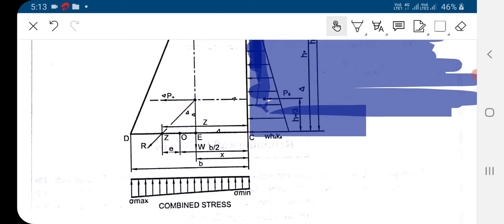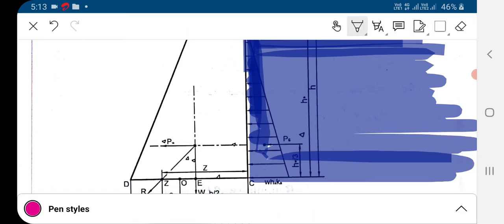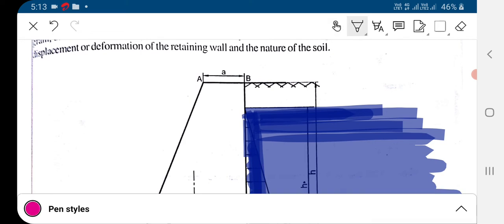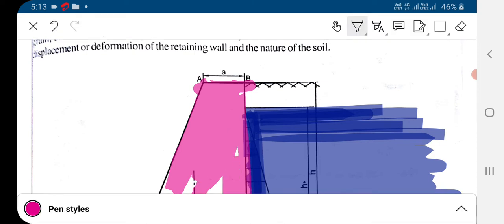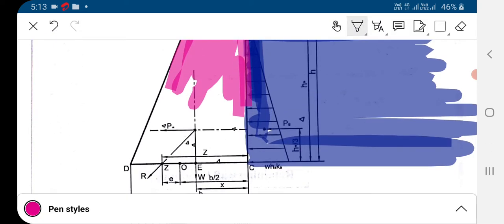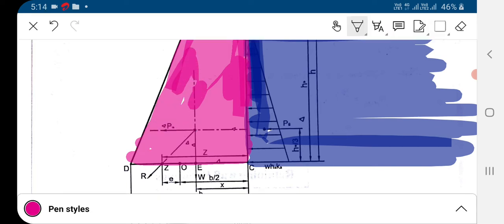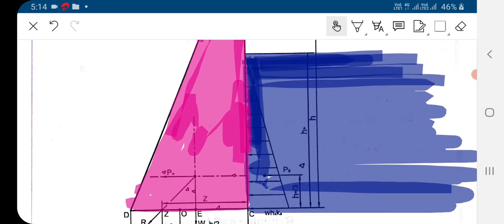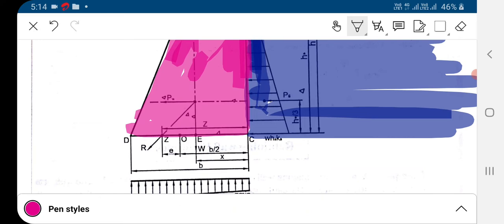Okay, and what is this? From here it is a dam. So here it is a dam, and here there is a retaining wall. In the dam, behind the dam there is water; in the retaining wall, behind the retaining wall there is soil. Okay, so that thing you have to keep here.